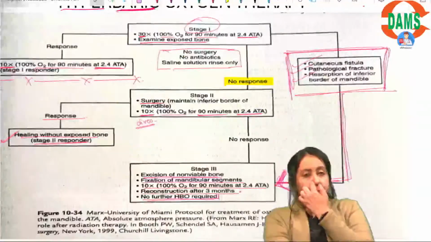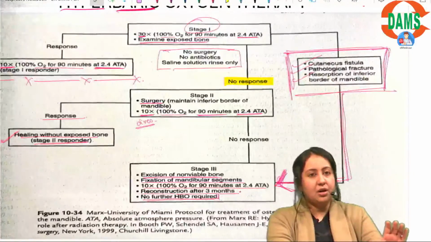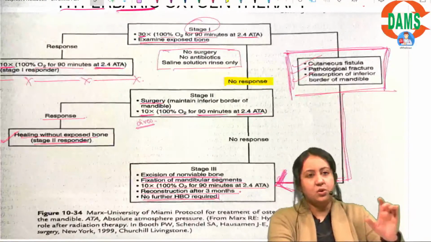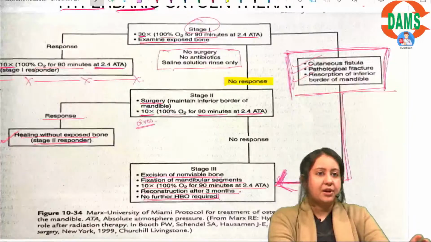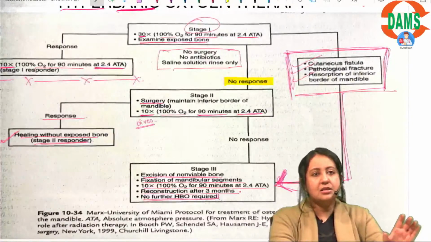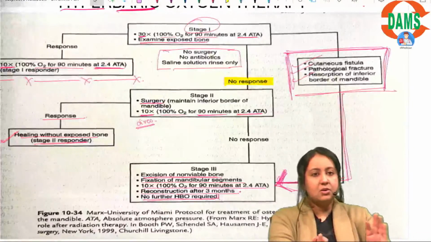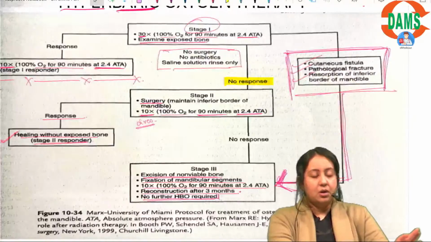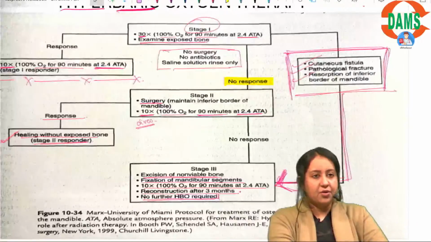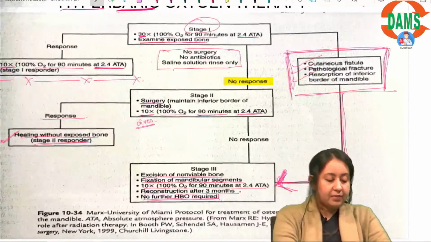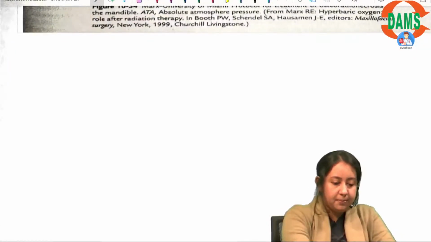Basically in HBO therapy, just remember when you are giving 30 dives, when you are giving 20 dives, what is the concentration of oxygen, what is the duration per sitting, and what is the atmospheric pressure. This is the Marx protocol of hyperbaric oxygen therapy. This is all that you need to remember. More than this is not required in either osteomyelitis or osteoradionecrosis. Fine. Now we will discuss strategy for NEET.